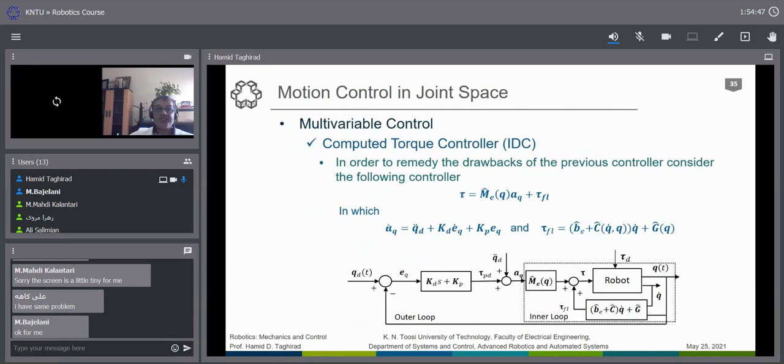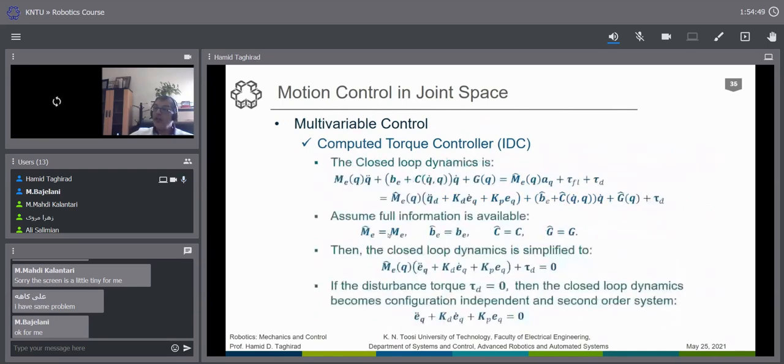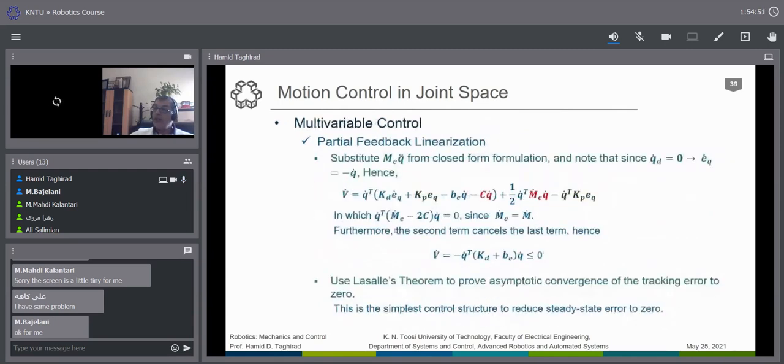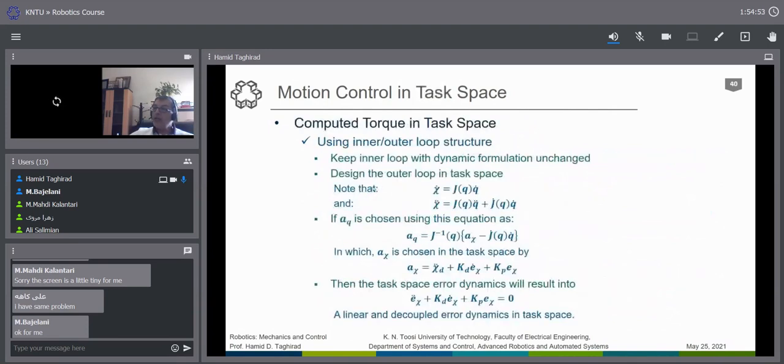We can change that into the task space. How can we do that? Instead of having Q or Q double dot in our outer loop, we would like to have our X double dot. And this X double dot can be found from the Jacobian. Again, the importance of the Jacobian comes into the picture here. A robot without the Jacobian knows nothing; it doesn't know anything without the Jacobian.